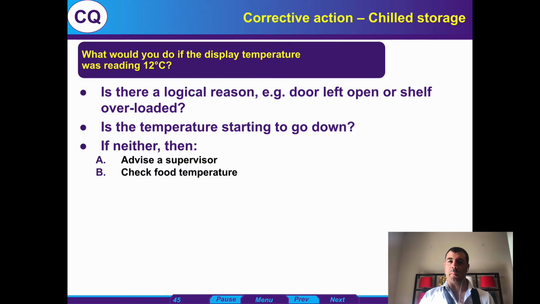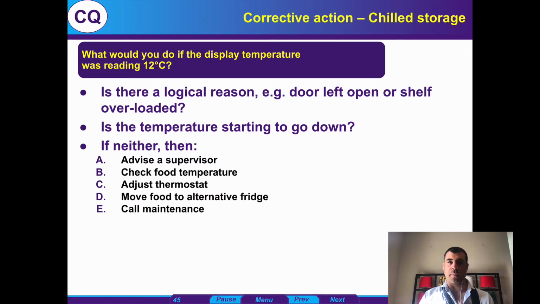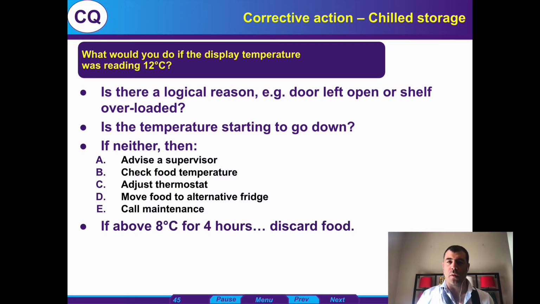Check the food temperature. Adjust the thermostat, move the food to an alternative fridge, and call maintenance. So you see, call maintenance is the last resort. Now that's very important, and that's the law. If the food, and I insist, if the food is above 8 degrees for 4 hours, then you need to discard it. And this is in regards to the food core temperature, not the temperature shown on the fridge display.